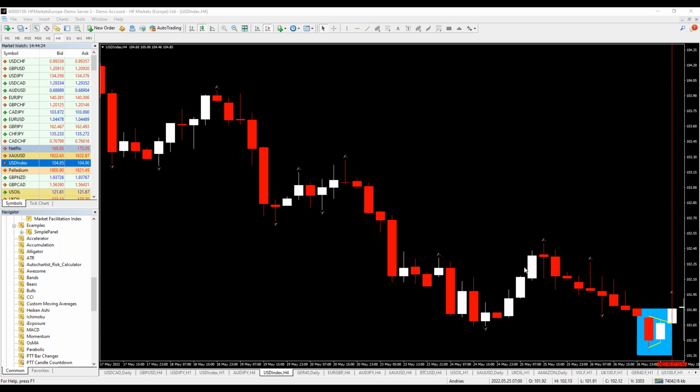It's not the best example, I know, but anyone? Bear. Cool. Yes, everyone spotted. Well spotted, everyone. So we had an inside bar.